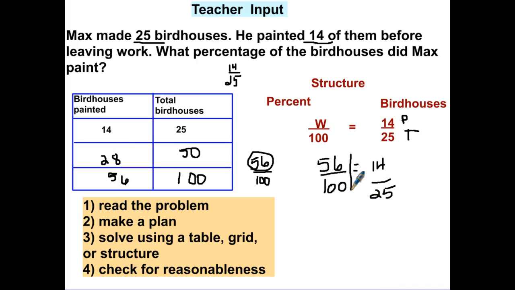Okay, if it helps, remember when we did the factor box when we were working with fractions? And what did I do with the 25 to get 100? I multiplied by 4. That means you're going to multiply 14 by 4 and get 56. So your structure is setting up two ratios. One, you have an unknown amount. Your table is setting up a table and then increasing to get a decimal fraction where your denominator is going to be 100.